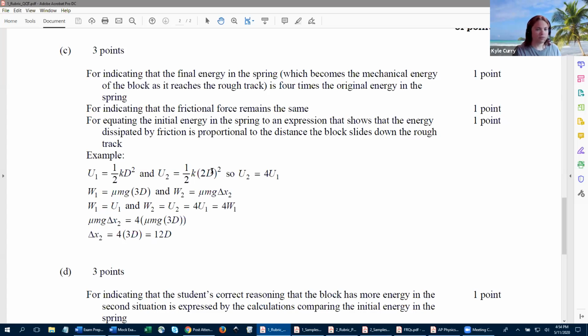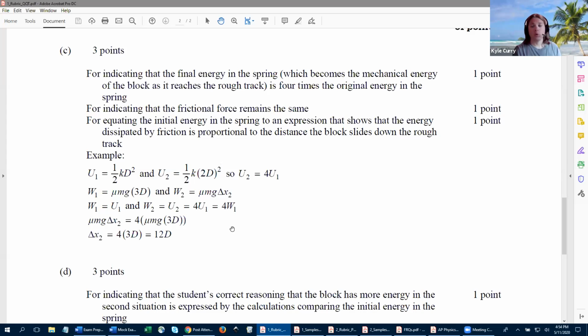The test taker could have written this expression here, 1/2 kd quantity 2d squared, and could have set that equal to one of these expressions for like W2, like U2 equals W2. That would be fine. 1/2 kd quantity squared equals mu mg delta x2. That would be fine. That's perfectly fine. So that third point's a little trickier to get, but essentially we're just saying the initial energy stored in the spring, or the kinetic energy of the block as it leaves the spring, is equal to the work done by friction that causes the block to stop.